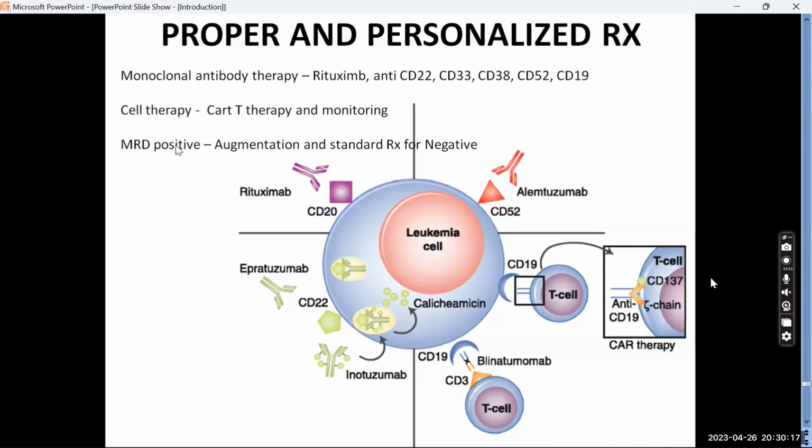Okay. So as I said, when MRD is positive, you can augment the treatment and you can subsequently give a personalized treatment for that particular patient, specific to that patient.